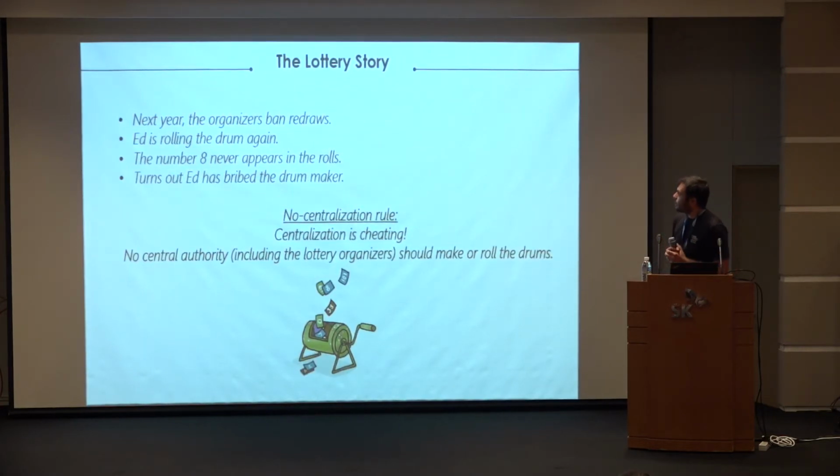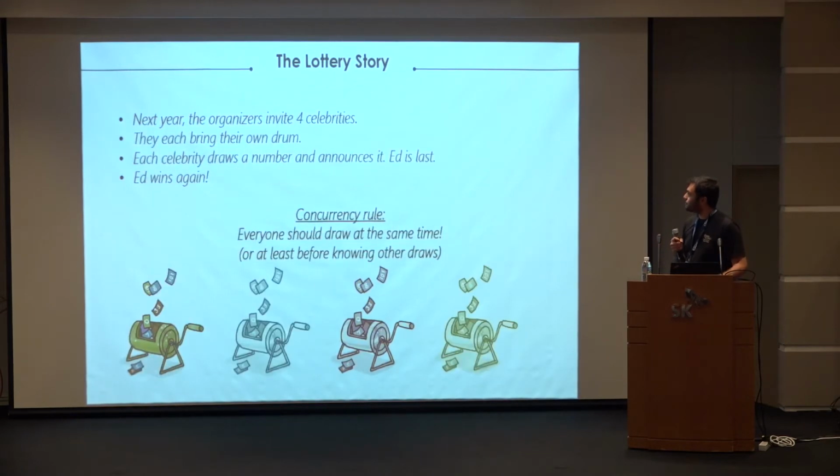Okay. Next year, the organizers just ban redraws, but it turns out that Ed wins again, and after more deliberation, it turns out that he had actually bribed the person who made the lottery draw. So we get another rule. We shouldn't have any centralization. So no one gets to make the draw, no one gets to be the only one who draws the random numbers. This is a normal rule for blockchain applications, of course.